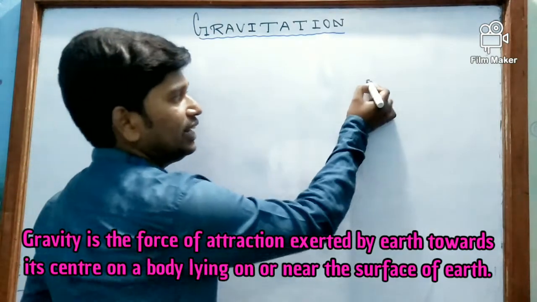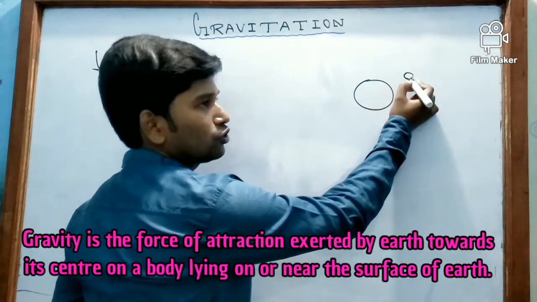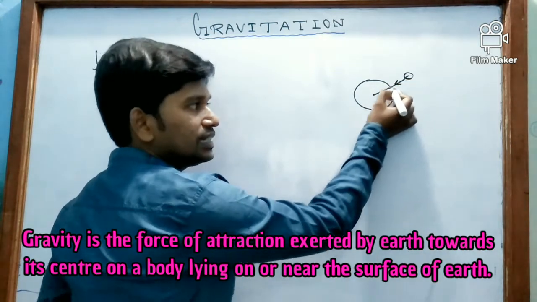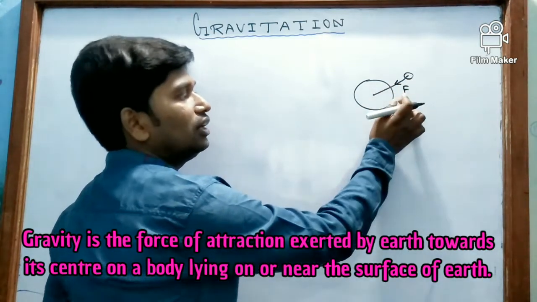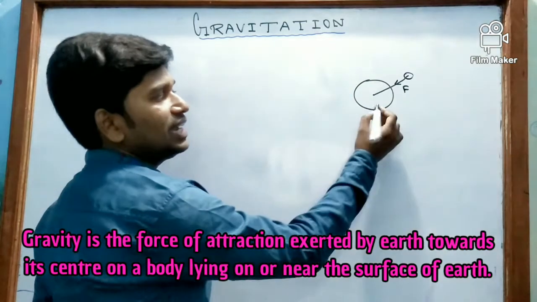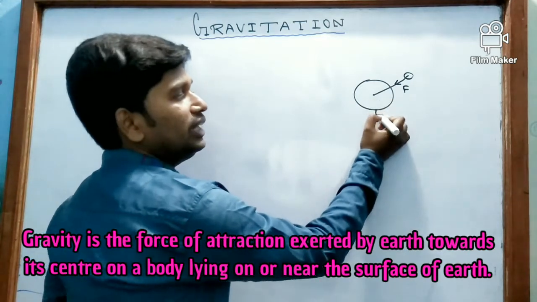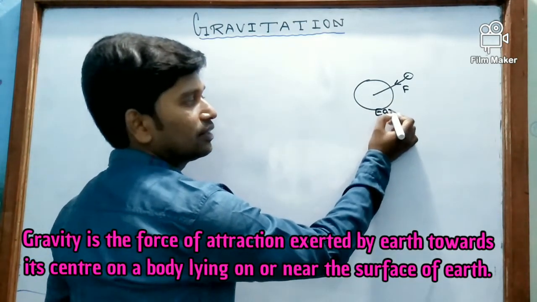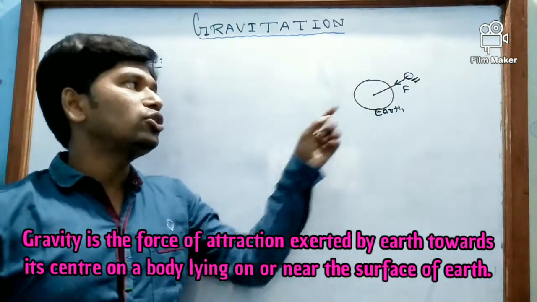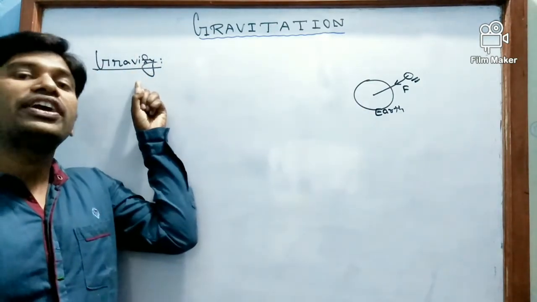Means if it is Earth and a body is kept on the surface of Earth or near the surface of Earth, then the Earth pulls this body towards its center. This force is called the force of gravity. So as in gravitation, I said it is the force of attraction acting between any two bodies. So in this case, one body is Earth and another is any other body. So Earth is pulling each body towards its center and this force is called the force of gravity.